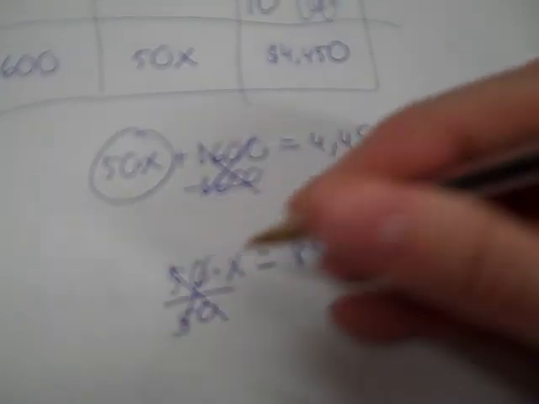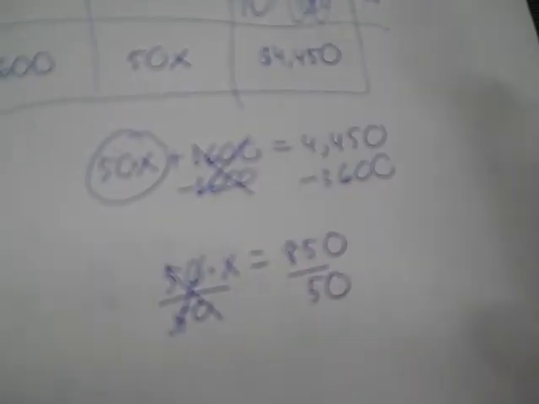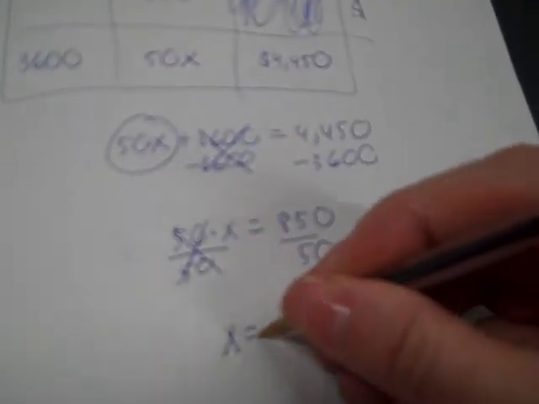So 50 dot X equals 850. Divide both sides by 50. And 850 divided by 50, I think it's 17. Yep. That's the only answer you had to find. Okay. So with 2 units, you want to do this, okay? But with 3 units, you're going to need to use your chart.